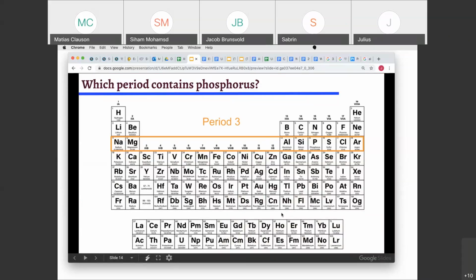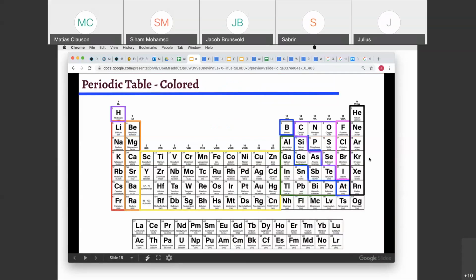Anybody have any questions on groups and periods up to this point? If you do, type it in the chat. Any questions on groups and periods? Okay. If you can do this, you can do the first half of the practice on your own. That's all we're really doing is identifying groups and periods.